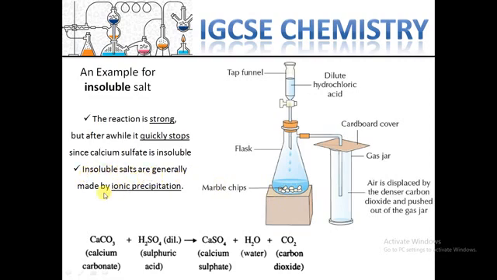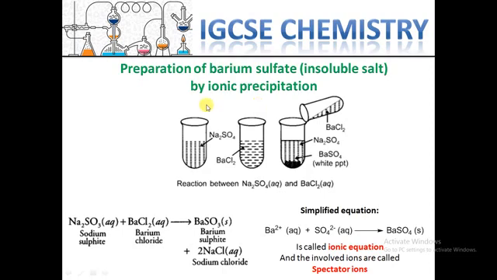Insoluble salts are generally made by ionic precipitation. I will explain more details about this reaction. It's a kind of replacement reaction. The calcium in calcium carbonate is replaced by hydrogen, producing calcium sulfate. The hydrogen reacts with two oxygens of the carbonate to produce water, and the remaining one carbon and two oxygens from the carbonate produce carbon dioxide. It's actually a replacement reaction, and the part which is not important can be removed. We can simplify the reaction.